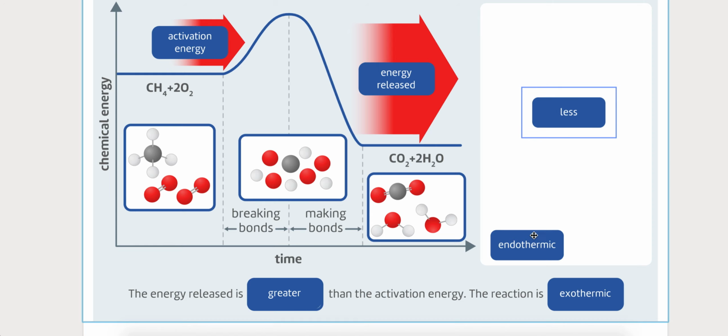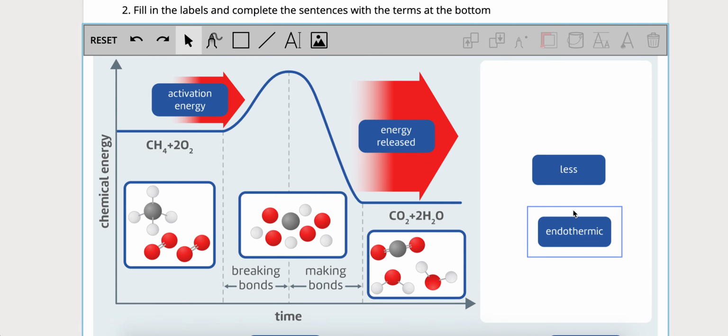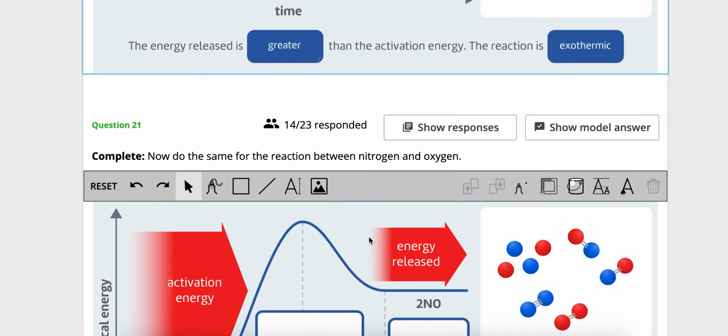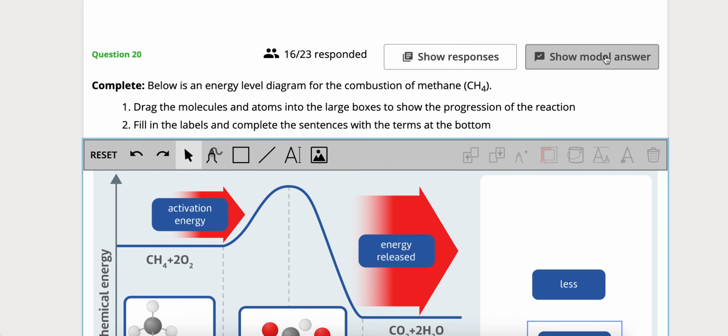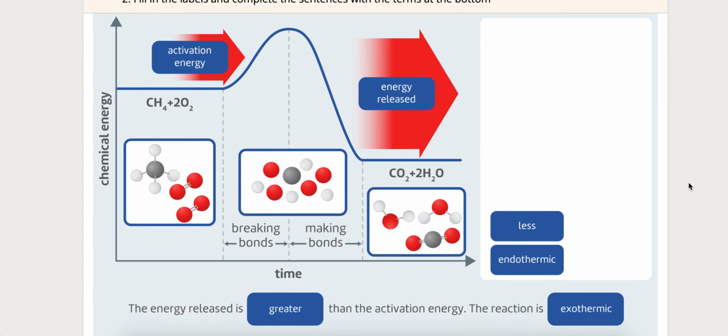So here we're left with 2 more options, but that is perfectly fine to not use them because everything else is filled out appropriately. So if we go ahead and show the model answer, it will be the exact same thing that we've just done.